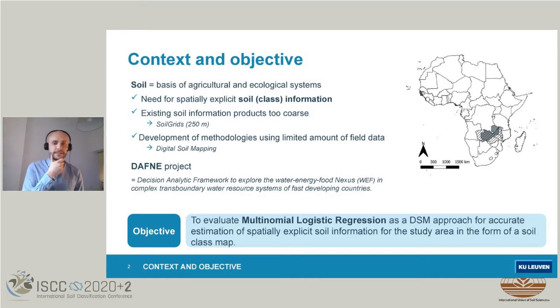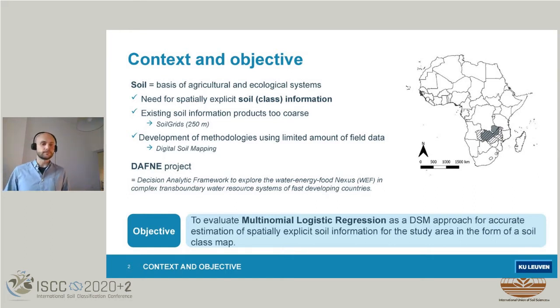I think I do not need to convince anyone here today of the importance of soil in itself, and also of soil class information and the availability of that information. Because what we see still today is that certain areas across the globe still lack accurate and up-to-date soil class information at sufficient spatial resolution. In those areas, often we have to rely on global soil products like SoilGrids at 250-meter resolution.